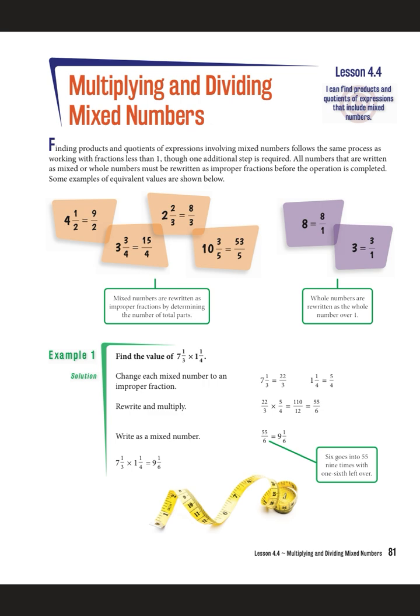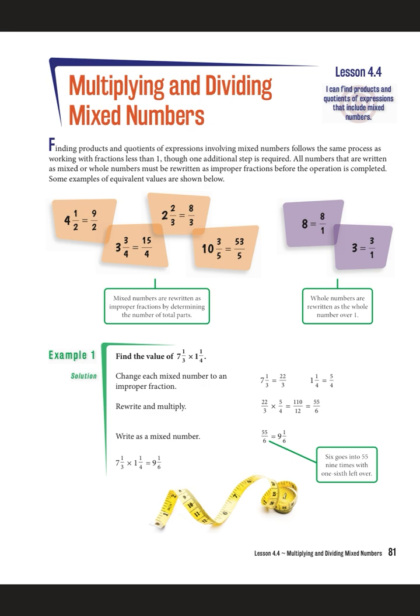include mixed numbers. Finding products and quotients of expressions involving mixed numbers follows the same process as working with fractions less than 1, though one additional step is required. All numbers that are written as mixed or whole numbers must be rewritten as improper fractions before the operation is completed. Some examples of equivalent values are shown below.